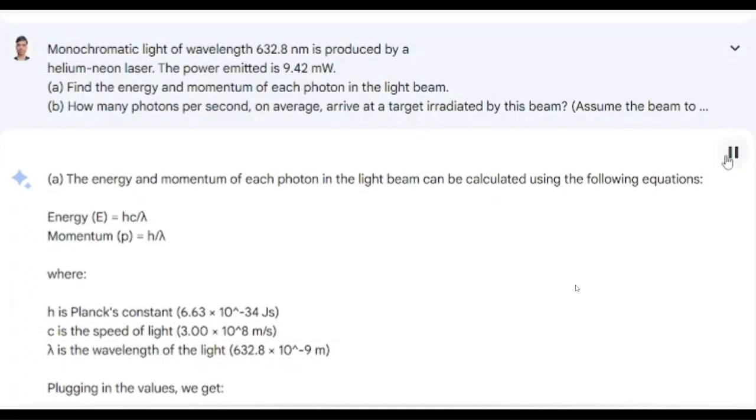A. The energy and momentum of each photon in the light beam can be calculated using the following equations. Energy, E, equals hc over lambda. Momentum, P, equals h over lambda. Where h is Planck's constant, 6.63 times 10 to the minus 34 Js. C is the speed of light, 3.00 times 10 to the 8 meters per second. Lambda is the wavelength of the light, 632.8 times 10 to the minus 9 meters.